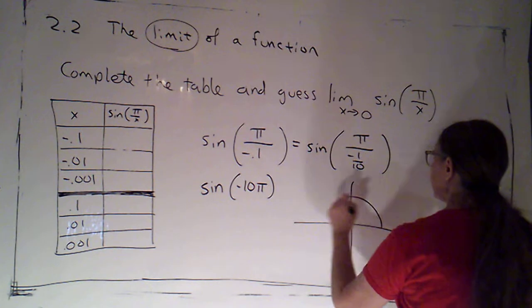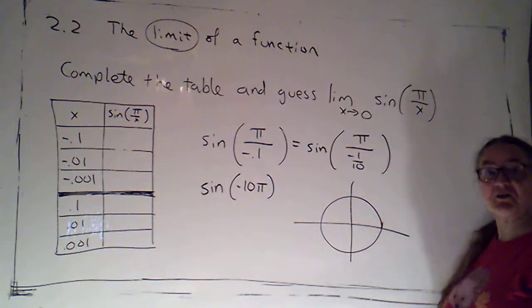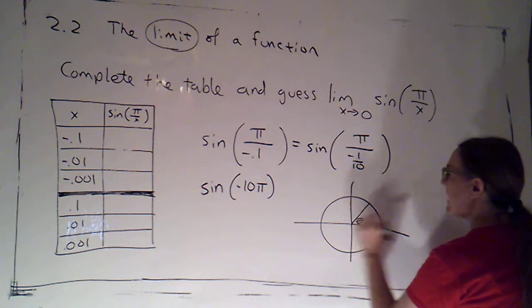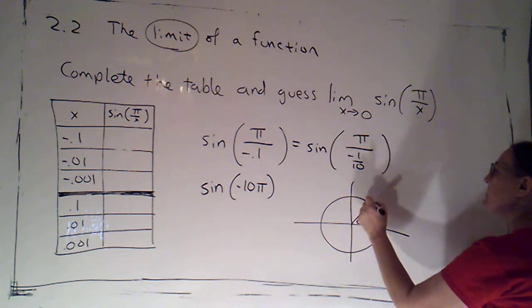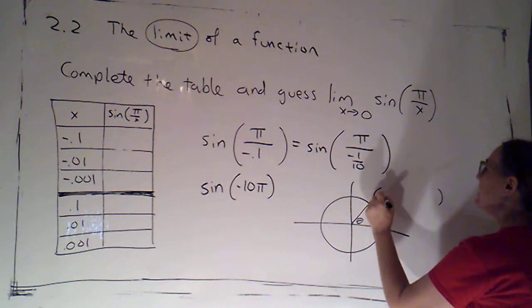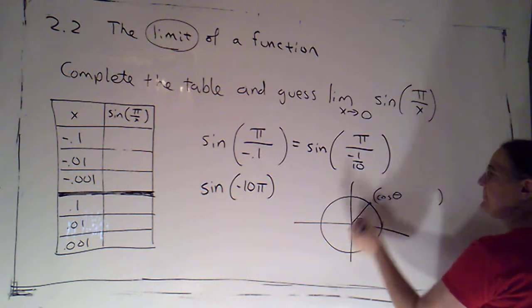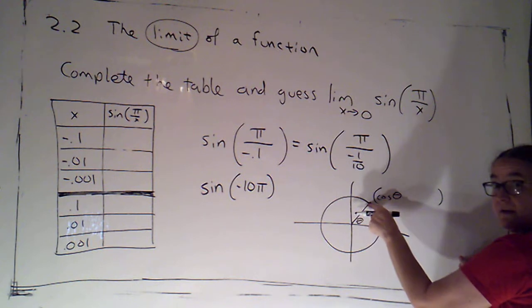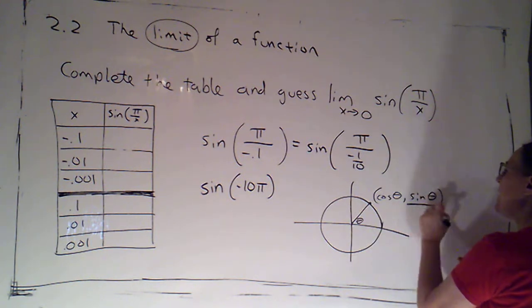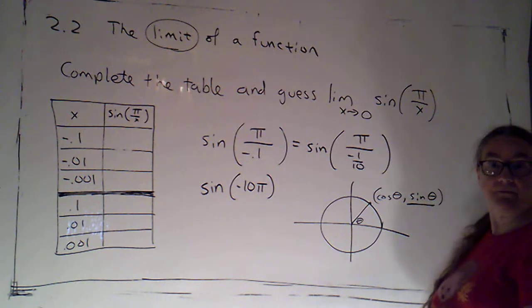a calculator. If I look at the unit circle, I want to remember that if I have some angle theta, the unit circle definitions of sine and cosine are that the x value of the point where this terminal ray passes through the unit circle is cosine theta, and the y value is sine of theta.